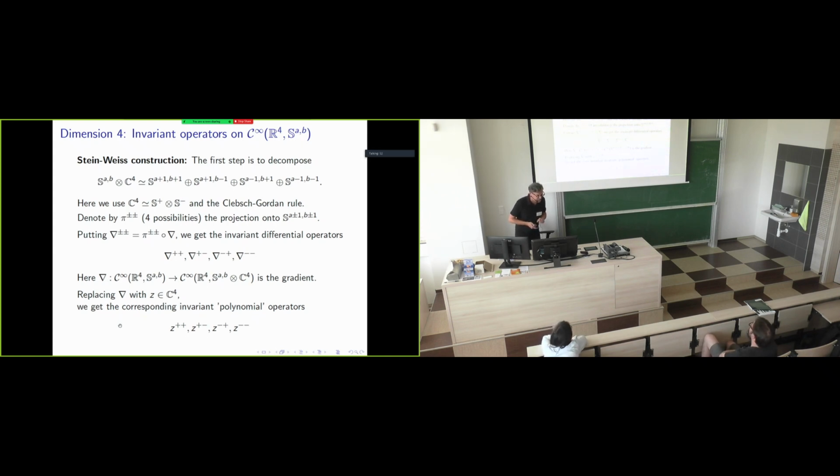Pardon? Invariant with respect to spin 4 or SL2 times SL2. It's the same. It's not, yeah, but it's invariant with respect to rotational invariant.